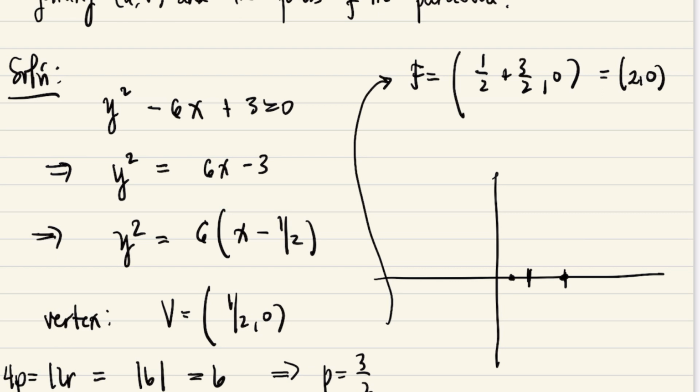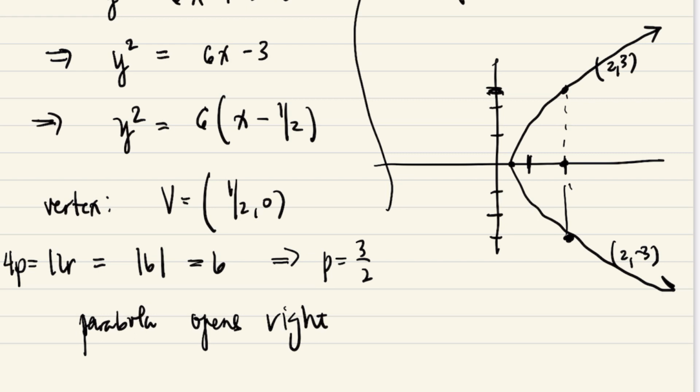Okay, and then the length of the latus rectum is 6, so that means 6 from the focus, up on top and then below the focus. So you have 1, 2, 3. So this is the endpoint of the line segment for the latus rectum. And then 1, 2, 3. So this will be your other point. So the point here is (2, 3), and the other point here is (2, -3). And so your parabola will be like that.